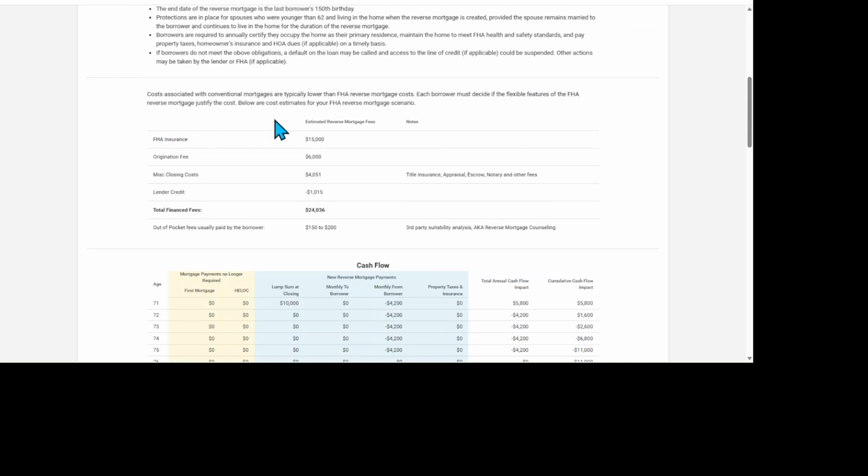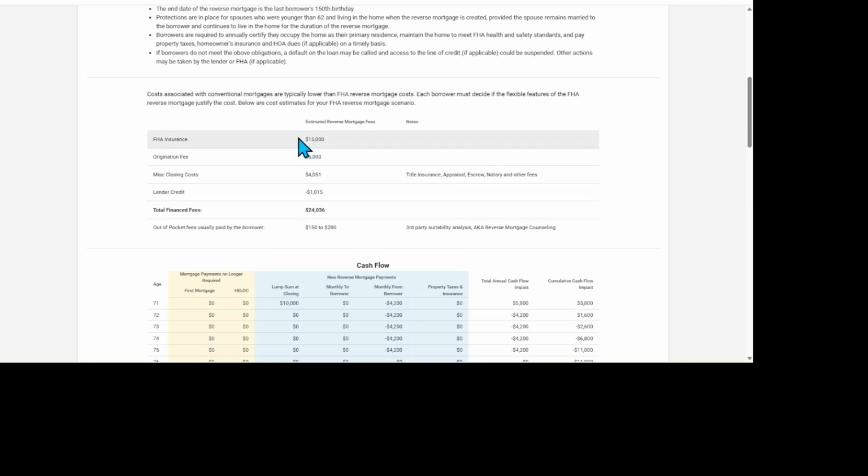Here we look at the initial setup fees. And there's really 3 levels. We've got miscellaneous closing costs, things like title insurance, appraisal, escrow, and such. Those are quite similar to a 30-year fixed rate mortgage. There's an origination fee for putting the loan together. That goes to the lender, and that's somewhat similar to points in a conventional mortgage. And the FHA insurance is always the biggest one. That's 2% of the property value with a cap on it.